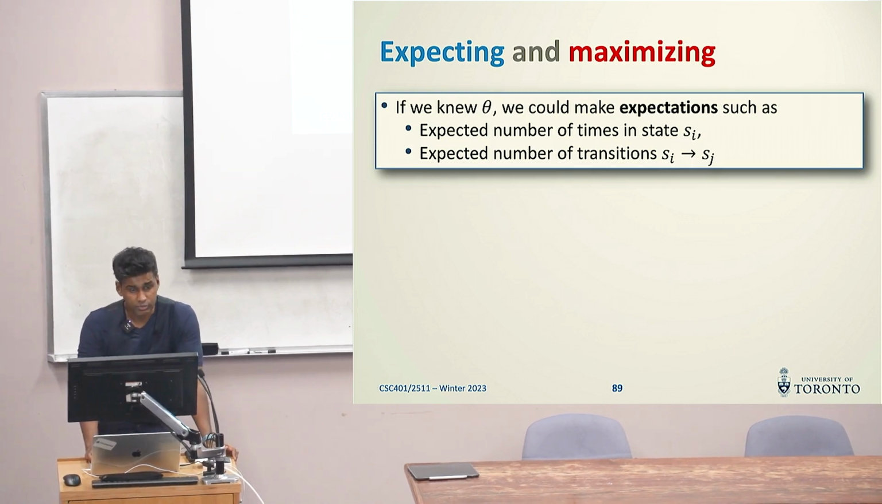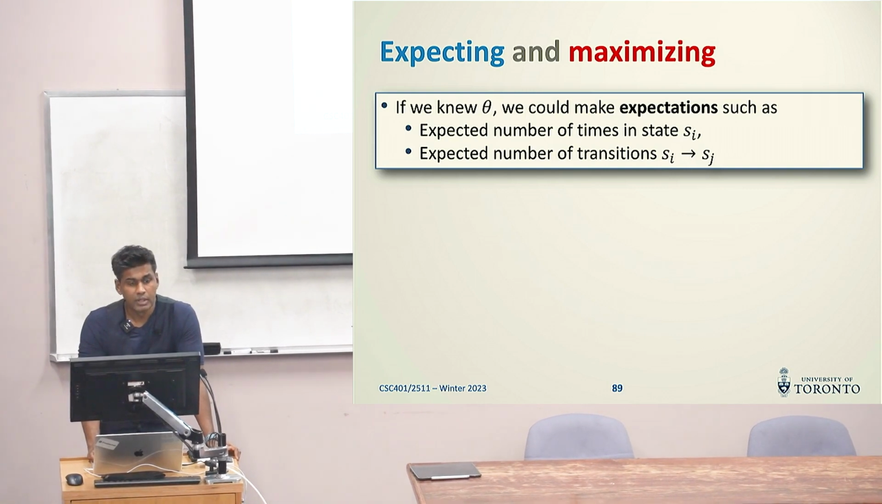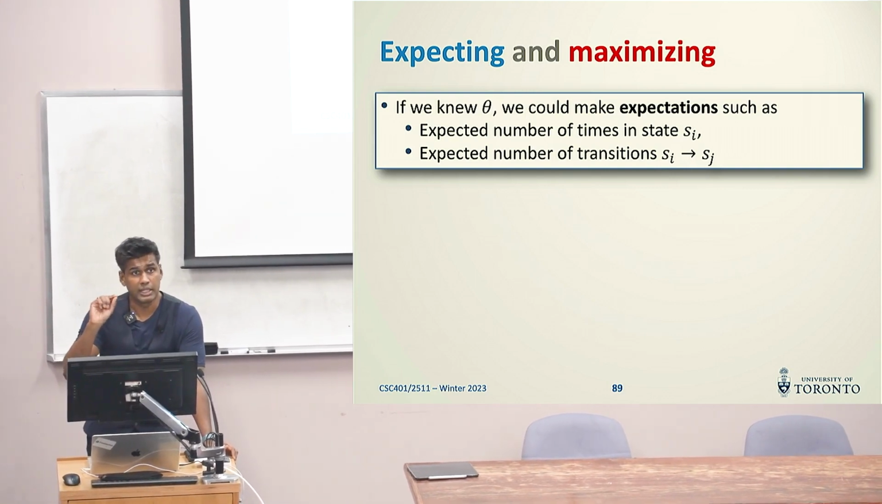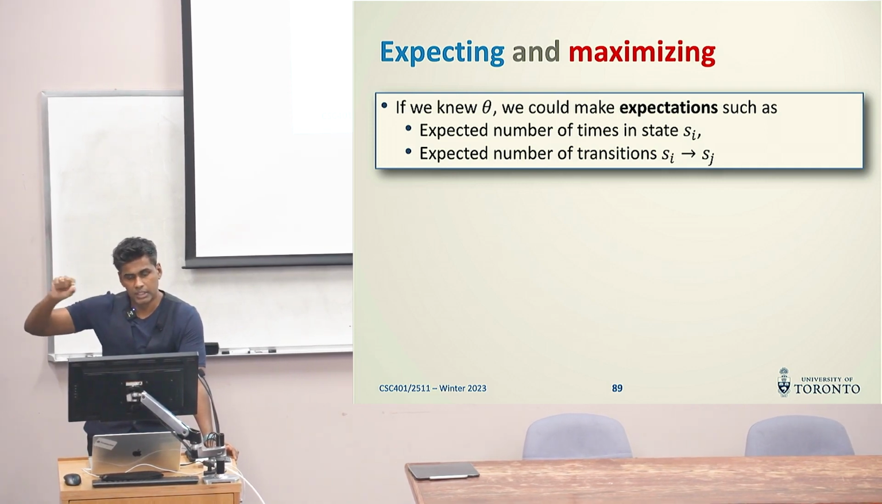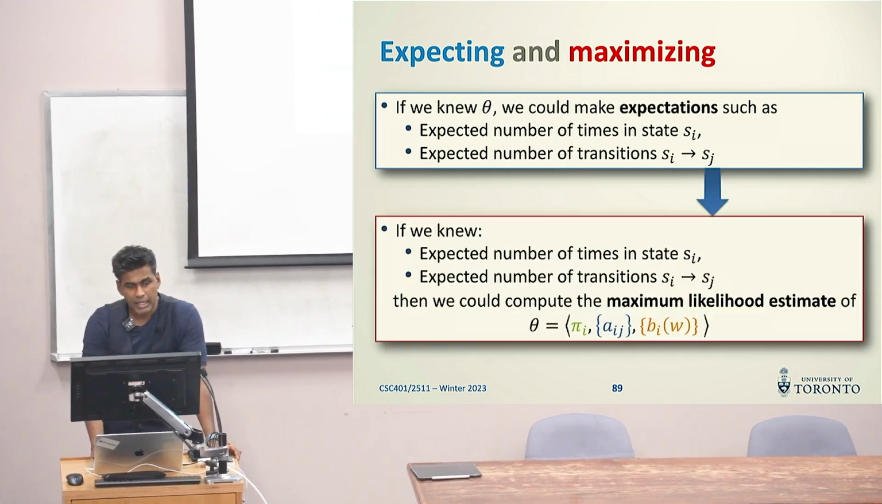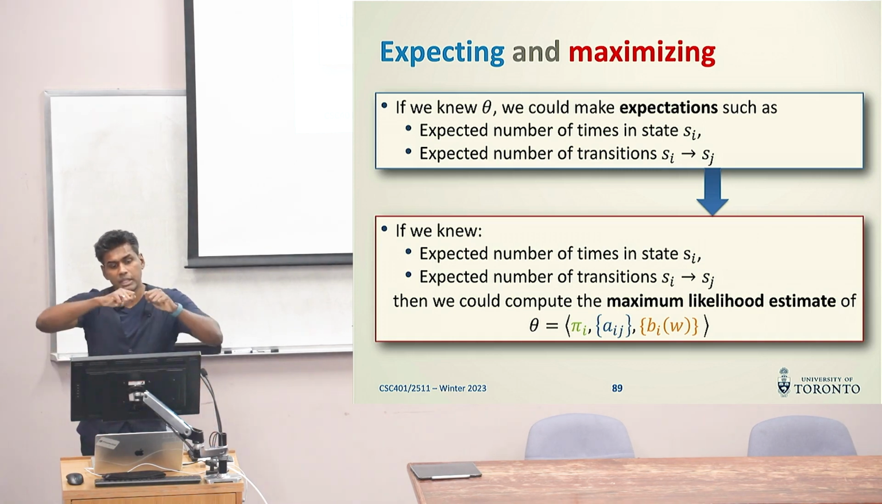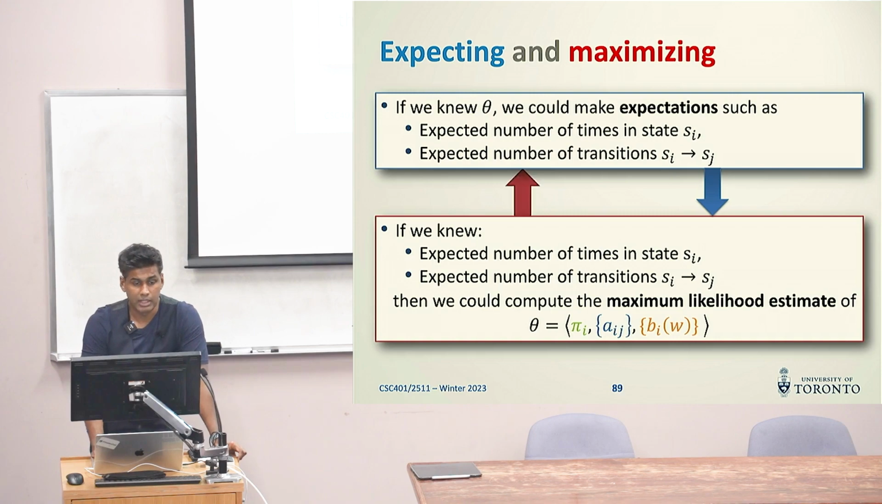If we knew theta, then we could make expectations. Here theta is the HMM parameters, like the initial state probability, transition probability, and observation probability. If we knew theta, we can expect the number of times we're in a certain state, and we can also make expectations of the number of transitions between states. If we know those two, then we could compute another maximum likelihood estimate of theta. Then we can use that theta to again make a new expectation, and basically repeat the process.